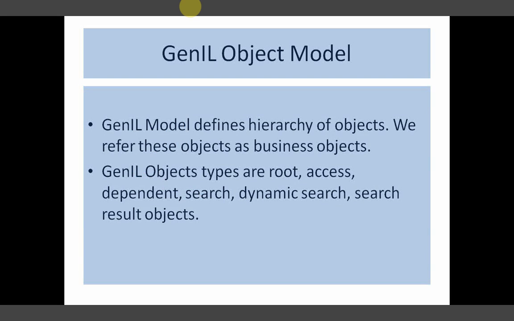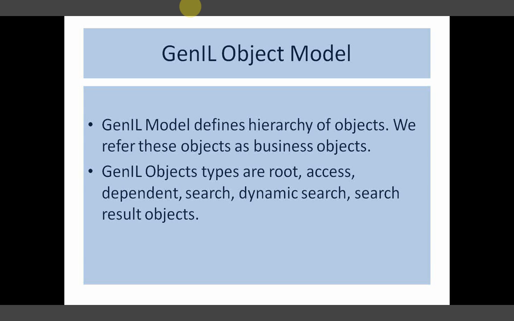Now we are going a little bit deeper into the Genil object types. There are different object types. We have Genil objects, but since it's a huge framework and organization, there is a set of rules that has been defined for the objects, and for the names. Genil object types are root objects, access object, dependent object, search object, dynamic search object, search result object.